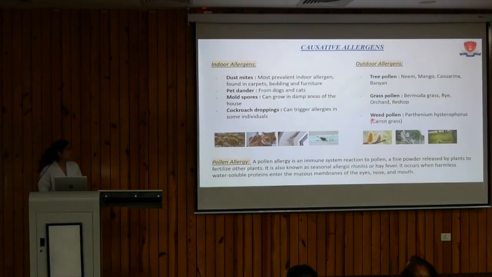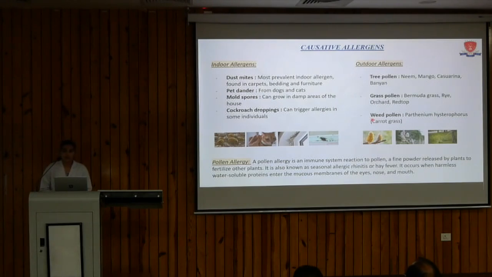The causative allergens include indoor allergens and outdoor allergens. The indoor allergens include dust mites, which are the most prevalent indoor allergens and are found in carpets, bedding, and furniture. Pet dander can be found in dogs and cats. Mold spores can grow in damp areas of the house, hence it is advised to use dehumidifiers, and cockroach droppings can trigger allergies in some individuals.